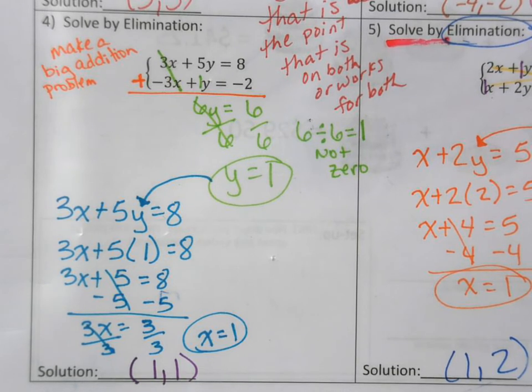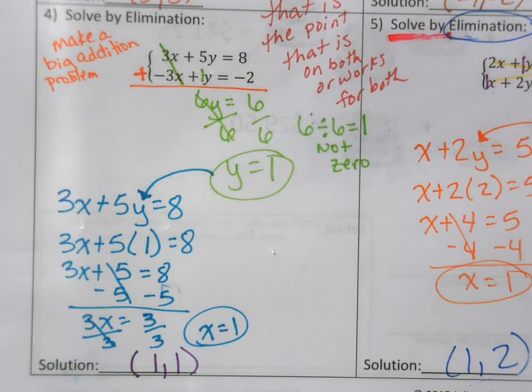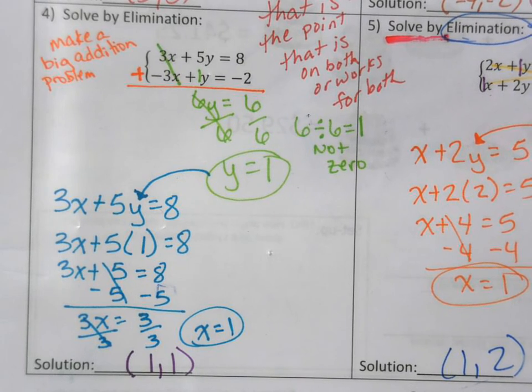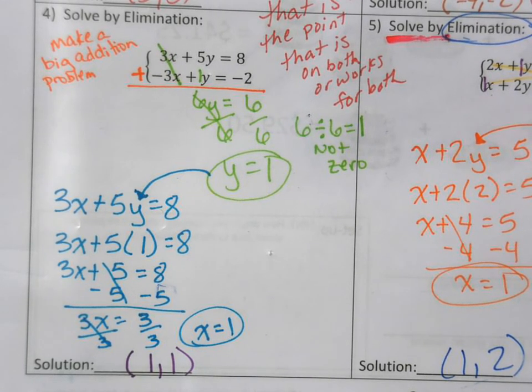Divide both sides by 6. Here's the other big mistake I saw: 6 divided by 6 is 1, not 0. So y equals 1. Then when I substitute it in, some of you substituted the top one, some the bottom one, so you might have different work on your paper than this. But plug in 1, and it should have given you the same thing: x equals 3 divided by 3, which is 1 as well. So 1, 1 was your answer for number 4.